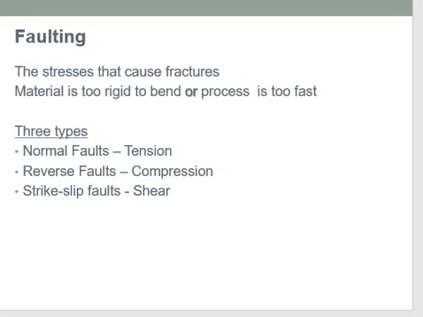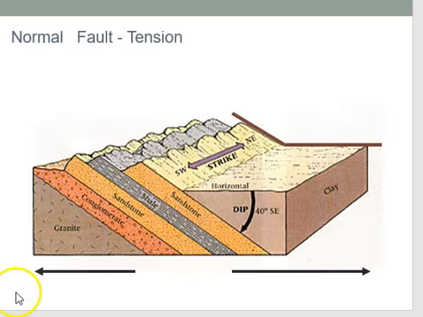They're not as bendable. So when we have tension, so that would be divergent plates, the type of fault or crack that happens, fracture, is called a normal fault. When we have compression, which would be convergent plates, the type of fault is called a reverse fault. And then when there is shear stress, you get strike slip faults. So let's look at each of these.